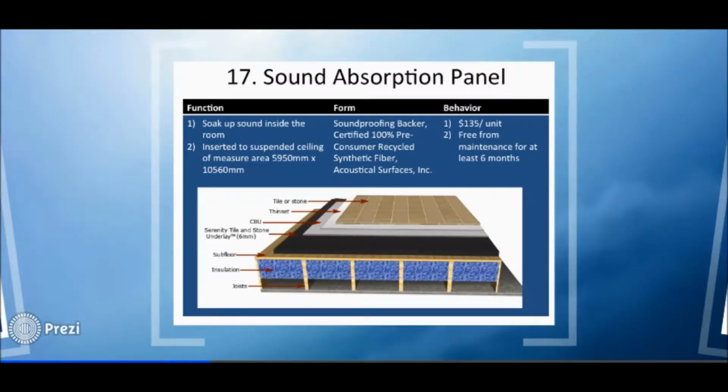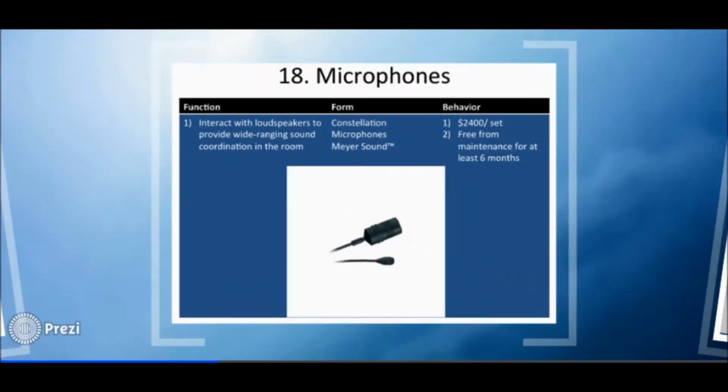For the sound absorption panel, it soaks up sound inside a room, which is for noise control and sound insulation. It is inserted to suspend the ceiling of this measured area. We are also providing microphones to interact with loudspeakers to provide wide-ranging sound coordination in the room.